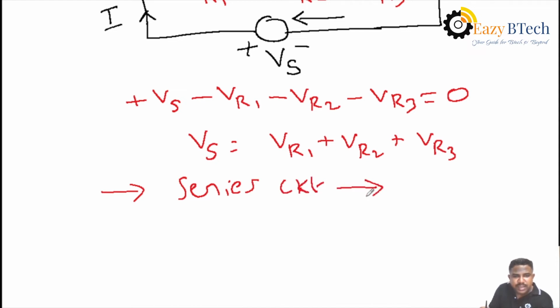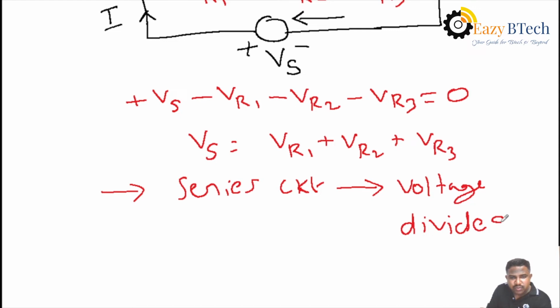The series circuit can act as a voltage divider. That is, the voltage is divided. The total voltage Vs can be divided into three parts, since we have three elements. Those parts are VR1, VR2 and VR3. That's why the series circuit acts as a voltage divider circuit. This is the statement of KVL.